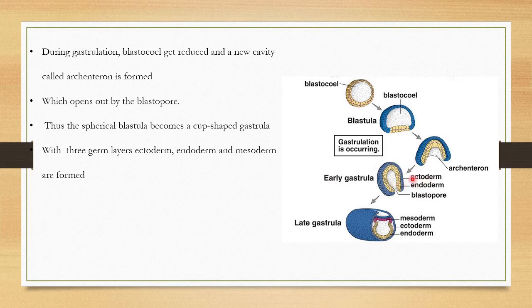You can see three layers are there: the outermost ectoderm, the middle mesoderm, and the innermost endoderm. ഏറ്റവും അവസാനമാണ് മെസോഡേം ഫോം ചെയ്യുന്നത്. എൻഡോഡേമും എക്ടോഡേമും ആദ്യം ഫോം ചെയ്യും, അതിനുശേഷമാണ് അതിൻ്റെ ഇടയിലേക്ക് ലാസ്റ്റിൽ മെസോഡേം ഫോം ചെയ്യുന്നത്. Thus the spherical blastula is converted to three germ layers called ectoderm, endoderm, and mesoderm.